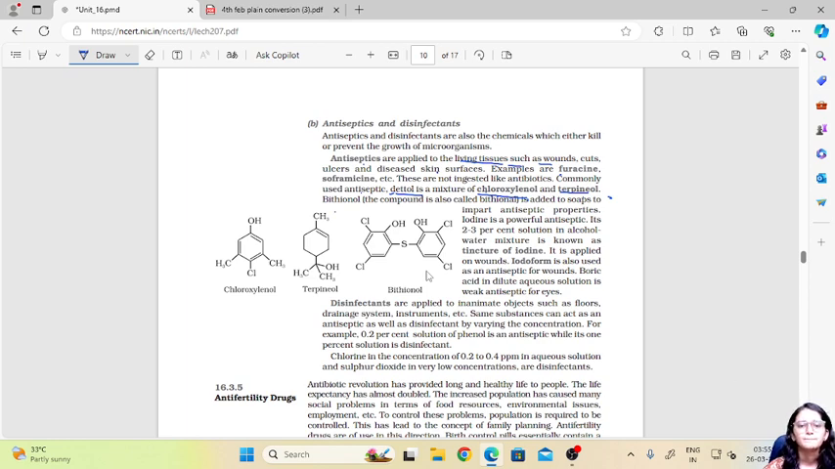Then bithionol is added to soaps to impart antiseptic properties. Then iodine is also a powerful antiseptic, and its 2-3% solution in alcohol is called tincture of iodine. Then iodoform is used as an antiseptic for wounds.